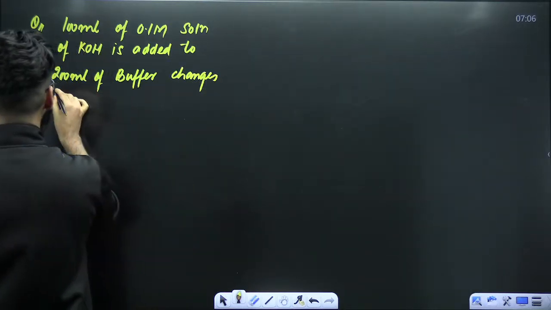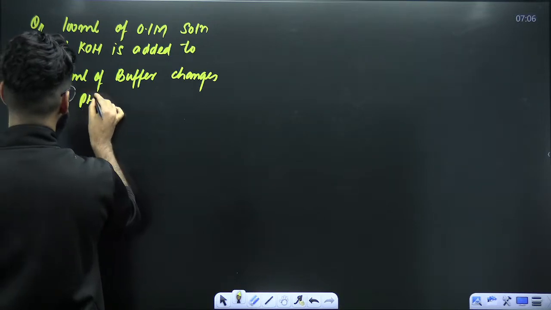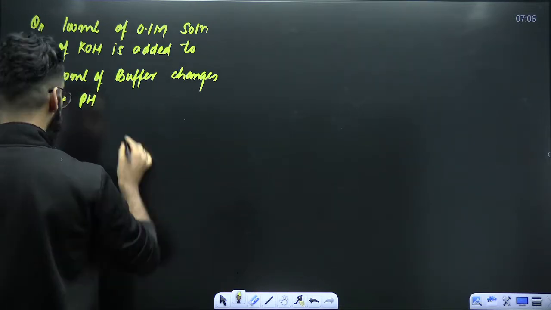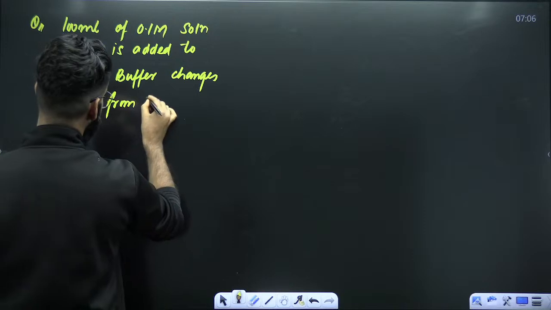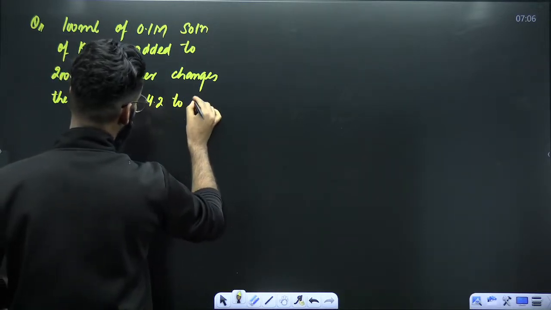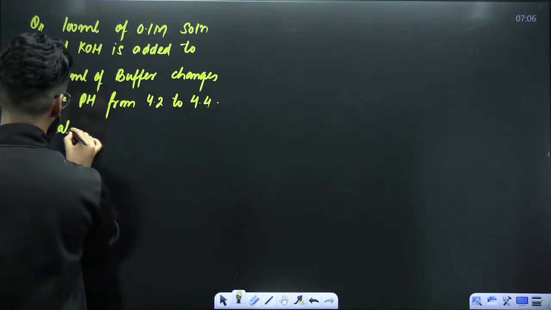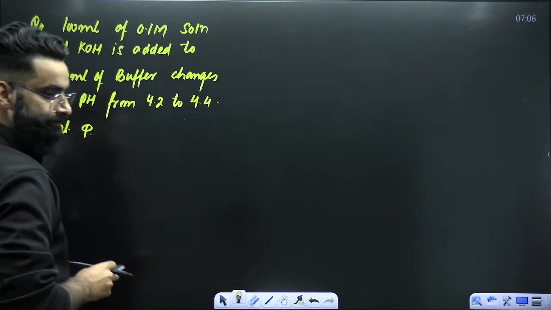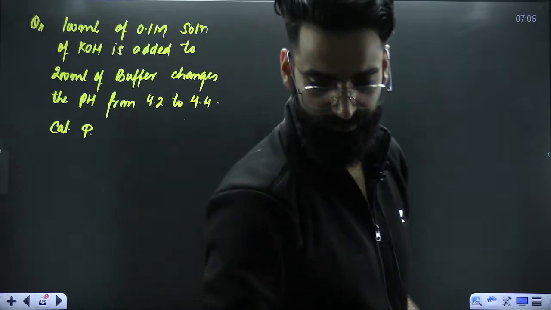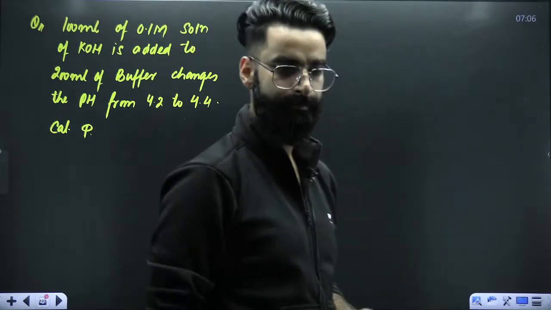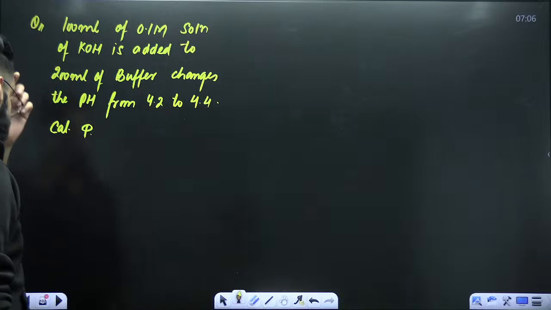The pH changes from 4.2 to 4.4. Calculate the buffer capacity phi. Give it a try. You should be able to solve this sort of question as well. It's again simple, guys. Have a look.